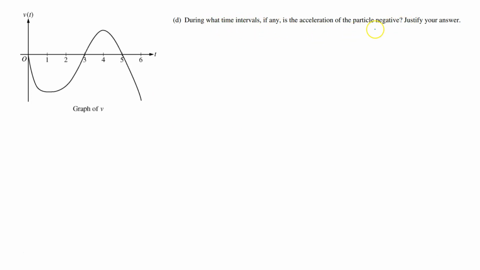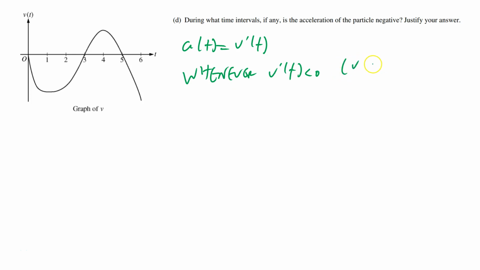All right, and last part of this problem: during what time intervals, if any, is the acceleration of the particle negative? So acceleration, remember, is just the derivative of velocity. What I'm looking for here is whenever we have negative slope. So whenever v prime of t is less than 0, which is happening when v is decreasing.